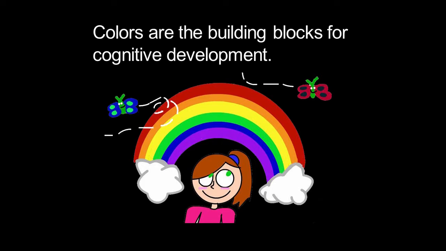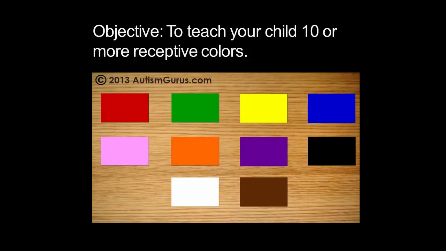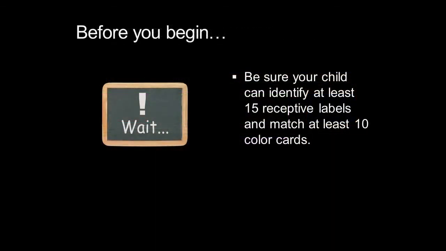Colors are also an important part of early speech. Learning colors will help your child communicate better. The objective of this program is to teach your child 10 or more colors receptively. Before you begin teaching receptive colors, be sure that your child can identify at least 15 receptive labels and match at least 10 color cards.